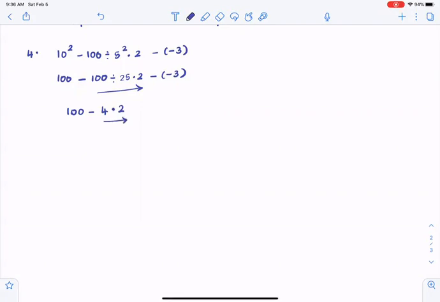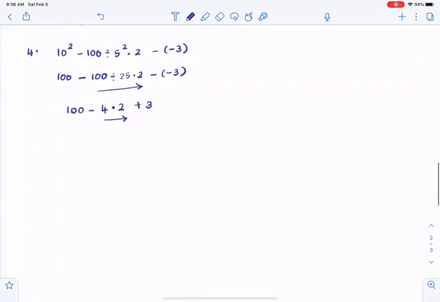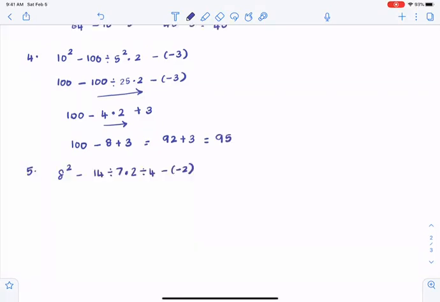And negative times -3 is +3. Before we get into addition or subtraction, of the multiplication part, 100 minus 8 is 92, plus 3, we get 95. Okay, let's see what this would come to.